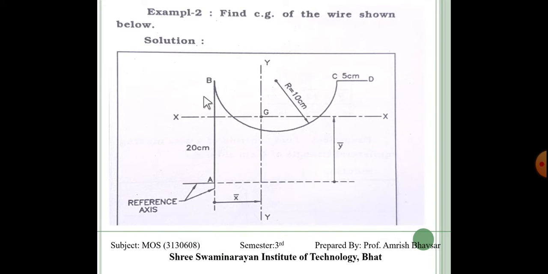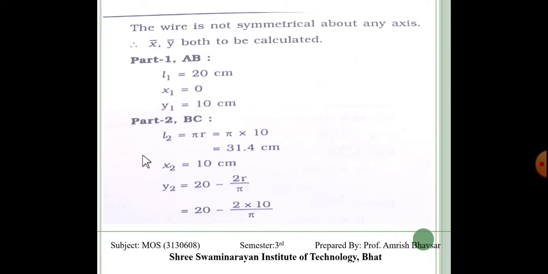Length of AB 20, length of BC pi r, and length of CD 5 centimeter. So after length, put down the x bar and y bar. So part AB: L1 20 centimeter, x1 0 and y1 10 centimeter. Part 2 BC: L2 pi r, x2 10 centimeter and y2 20 minus 2r upon pi. That you have to remember. It is coming from that table.